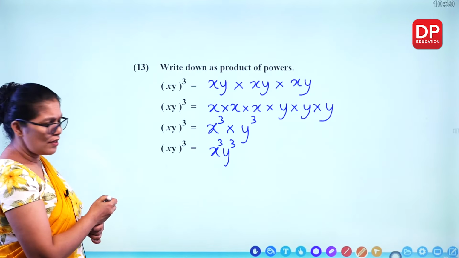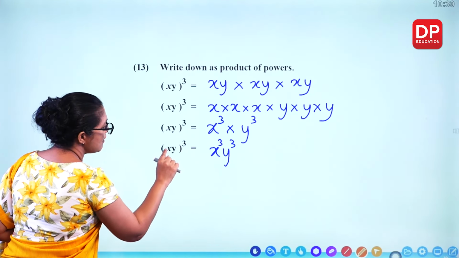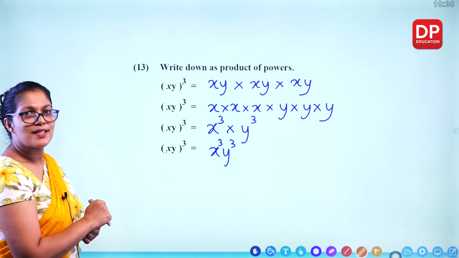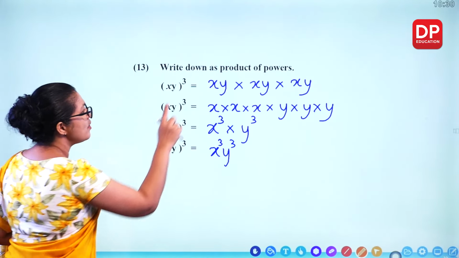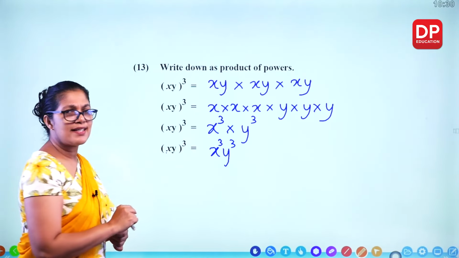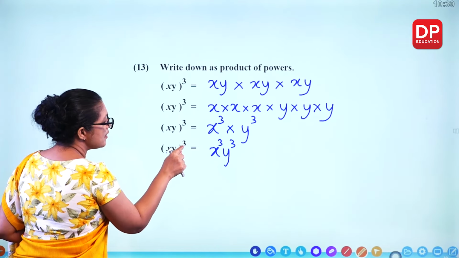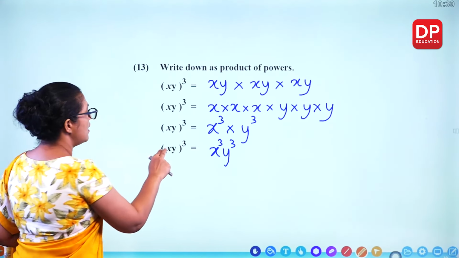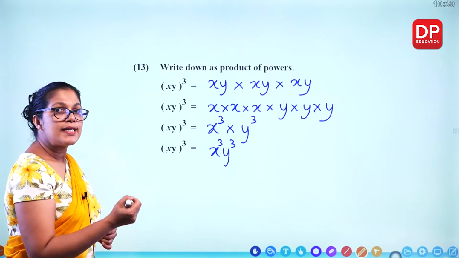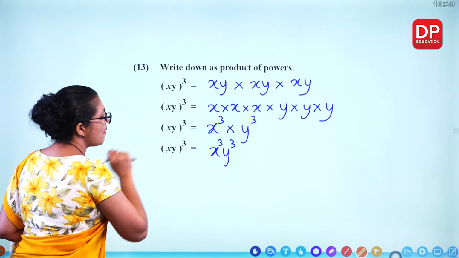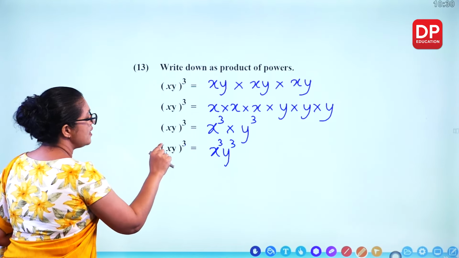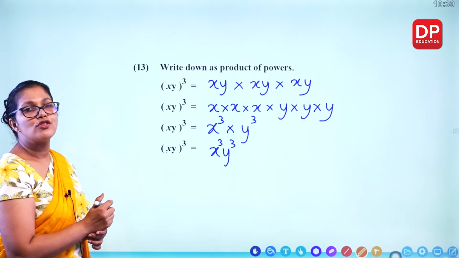Now look carefully. Can you see? We are considering power 3 at once. So we can use that. No need to expand it and get the answer. When you see a power, you have to consider this power for all numbers or letters. So when this is power 3, it's x to the power 3 and y to the power 3.